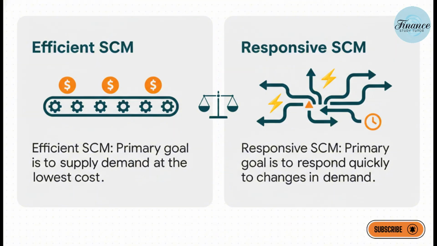A massive strategic choice here is the trade-off between being efficient and being responsive. An efficient supply chain, like for basic groceries, is all about one thing, the lowest possible cost. But a responsive supply chain, like Zara uses for fast fashion, is built for pure speed, so it can react to trends in a heartbeat, even if it's not the cheapest way. And then you have a company like Amazon, which is a masterclass in trying to do both, using incredible technology to be super responsive while being obsessed with driving down costs.